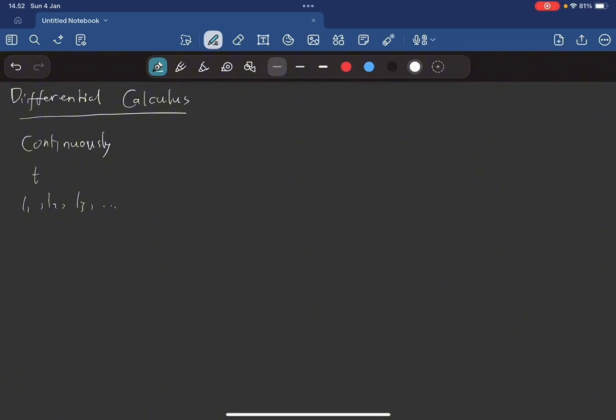Here is an example: 0.9, 0.99, 0.999, and so on. The limit of this sequence is 1. None of the entries is equal to 1, but they get closer and closer to that value. To indicate this, we write the limit as i goes to infinity of L_i equals L. In words, L is the limit of L_i as i goes to infinity.